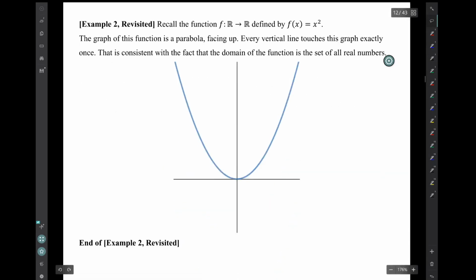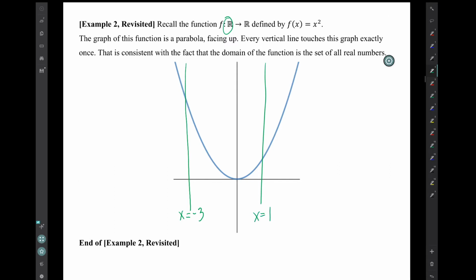Let's go back and revisit example 2. Remember that example 2 was the function f of x equals x squared with domain the set capital R. Well, notice that every vertical line touches this graph exactly once. Here are some examples of vertical lines. This one on the left has line equation x equals -3. This vertical line on the right has line equation x equals 1. Each of those vertical lines touches the graph exactly once.